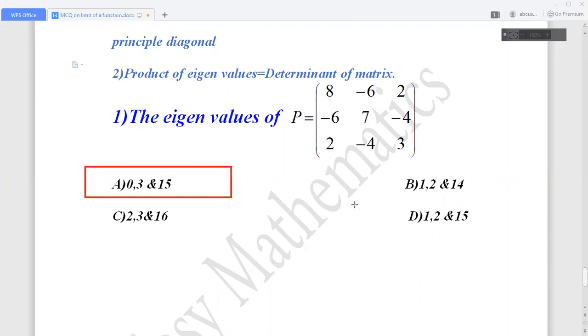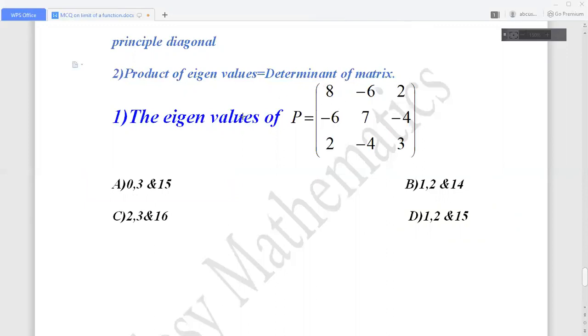So okay, let's use the next condition to check which option, A or option D, is the correct answer for this question. The next condition is the product of the eigenvalues. The product of the eigenvalues should be equal to the determinant of this matrix. Okay, let's find the determinant of this matrix.